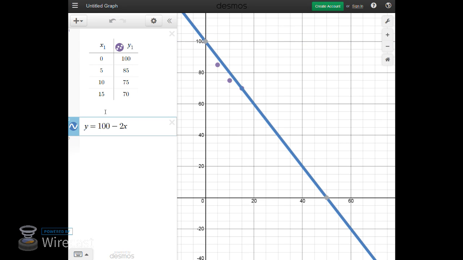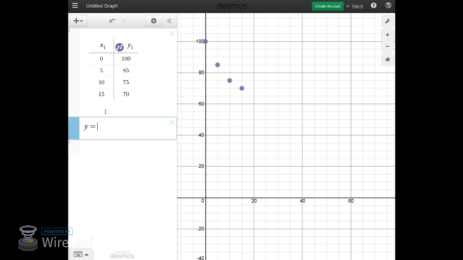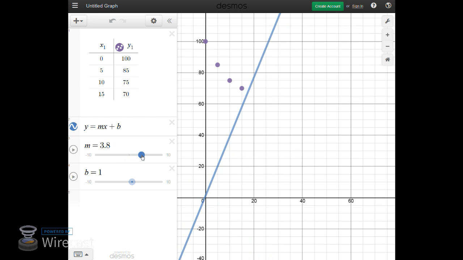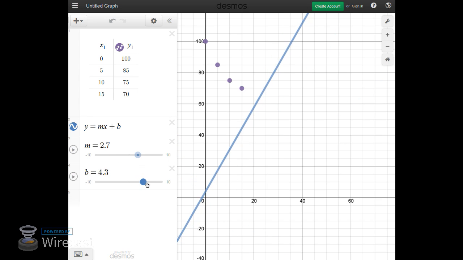It's a pretty good guess. If you don't know, you can use this cool feature called sliders. If you just type mx plus b, then you have the option to add sliders. I'm going to add 2 sliders, one for m and one for b. You have these little sliders that you can change. If I change m, this happens. If I change b, this happens.